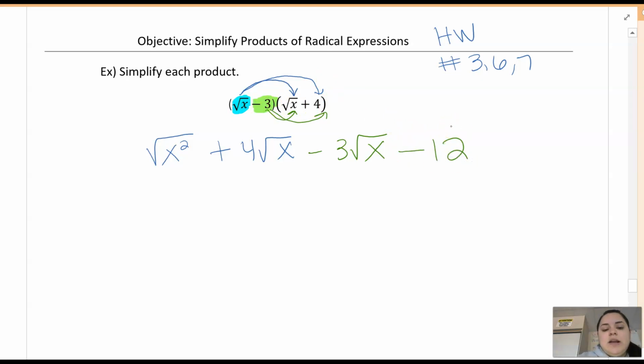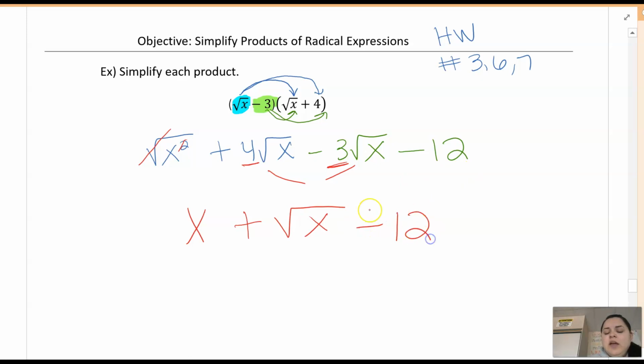And then I want to combine like terms and then see if anything cancels. So if you notice, I have the square root and the squared right here. So then this ends up actually canceling. So you just get x. And then these two terms in the middle, 4 root x minus 3 root x, those are like terms because they're both root x's. So I can just add 4 plus a negative 3 is going to give me 1. 4 minus 3 is 1. So this is just going to be plus square root of x or 1 root x, but you don't have to put the 1 there. And then just drop that negative 12.